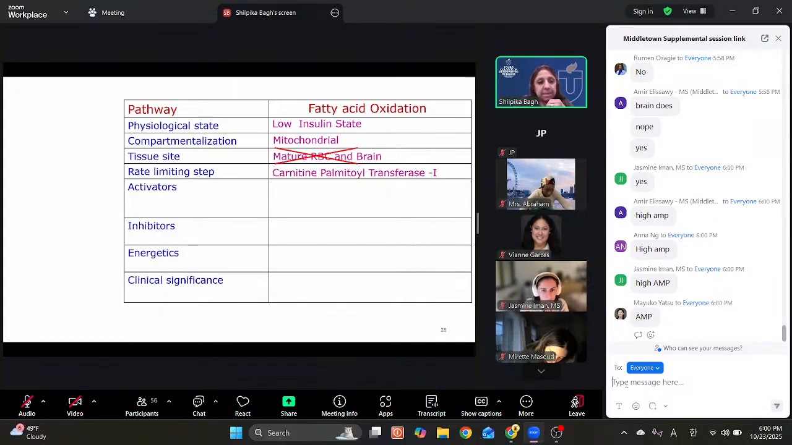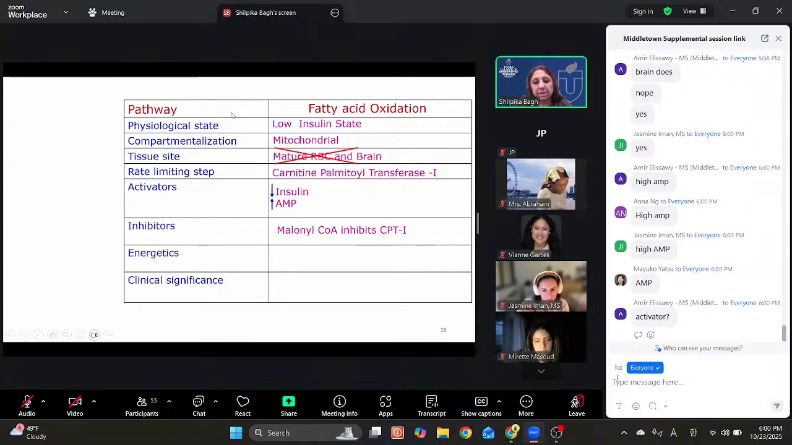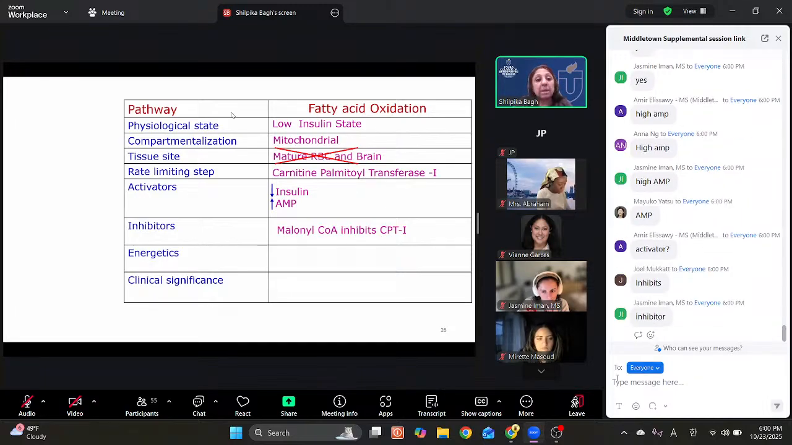Synthesis needs ATP, and fat oxidation gives ATP. The rate-limiting enzyme is CPT1. Yes, it's a low insulin pathway. I will tell you the activators and inhibitors later, but tell me, is malonyl-CoA an activator or inhibitor of CPT1? Inhibitor of CPT1.